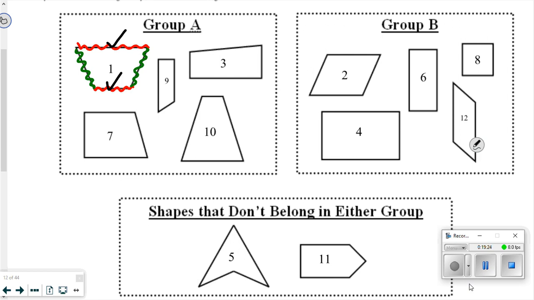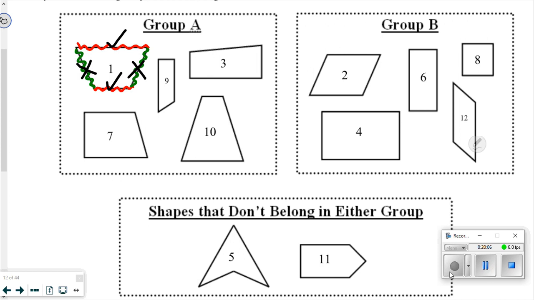If they keep going, are they going to run into each other? Yes. So they are not parallel. We're going to put X's. Does that make sense what we're doing? Do that for the rest of the shapes in group A, please. Put checks if they are parallel, meaning they're not going to run into each other. Put X's if they are not parallel.